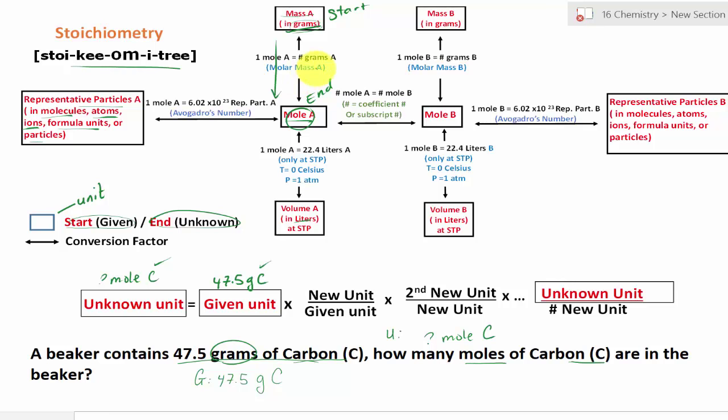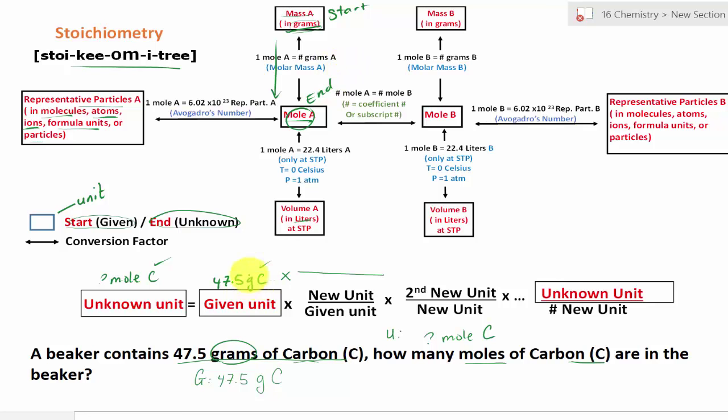Look at that. You don't have to guess anymore or treat this as a puzzle, because the flowchart tells you exactly which conversion factor to use first. So we take a given, times that conversion factor. In this case, let's look at it. We have 1 mole of A equal to number of grams of A.